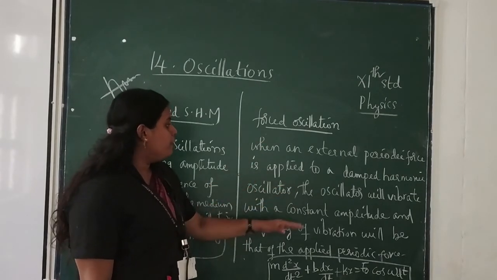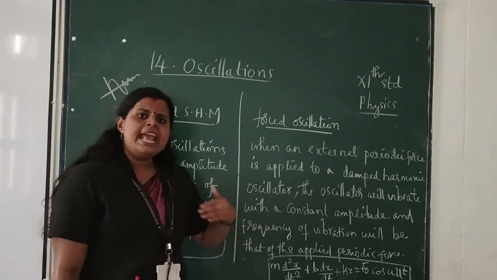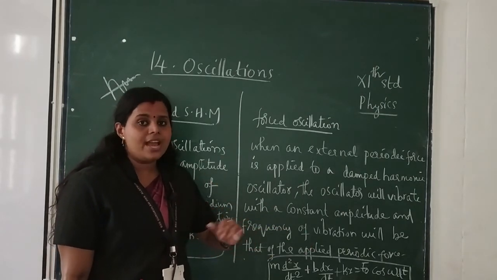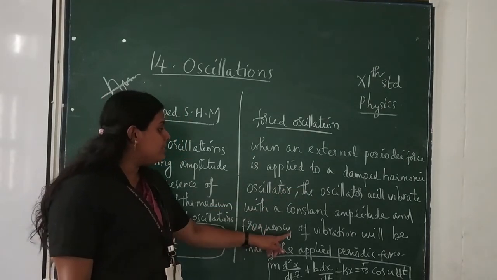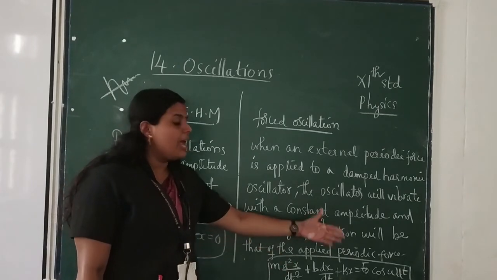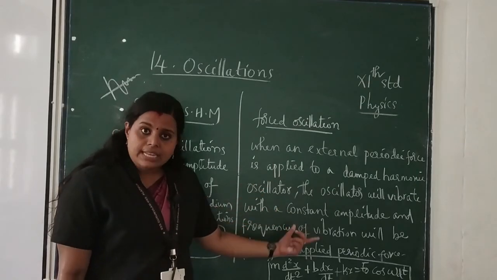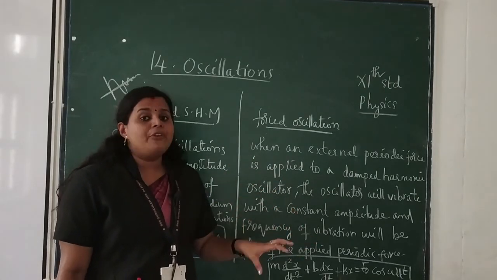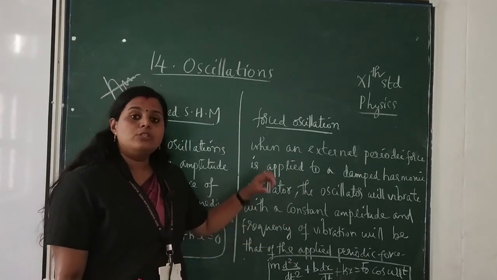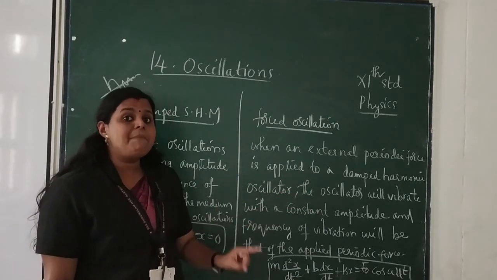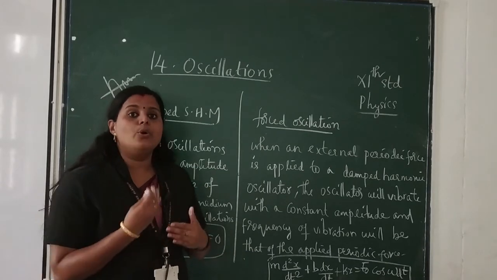Now the second one, that is forced oscillation. When an external periodic force is applied to a damped harmonic oscillator, ഒരു damped harmonic oscillatorലേക്ക് external ആയിട്ട് നമ്മളൊരു force apply ചെയ്യുകയാണെന്നിരിക്കട്ടെ. So the oscillator will vibrate with a constant amplitude and the frequency of vibration will be that of the applied periodic force. അപ്പോൾ നമ്മൾ ഏത് ഫോഴ്സ് കൊടുത്തിട്ടാണോ ഒരു ബോഡിയെ ഓസിലേറ്റ് ചെയ്യിപ്പിക്കുന്നത്, അതേ ഫ്രീക്വൻസിയിലായിരിക്കും ആ ബോഡി ഓസിലേറ്റ് ചെയ്യുന്നത്. So the frequency of the oscillation is same as the frequency of the driving force. Driving force എന്ന് പറയുമ്പോൾ നമ്മൾ external ആയിട്ട് കൊടുക്കുന്ന force.